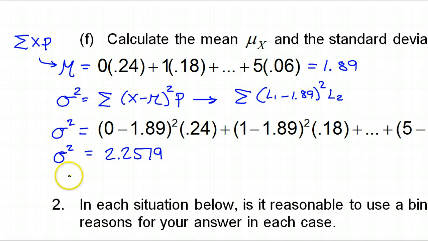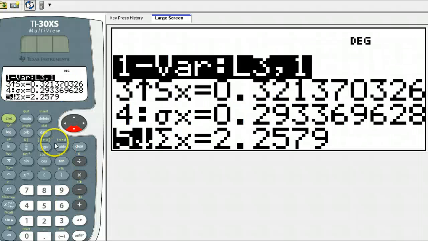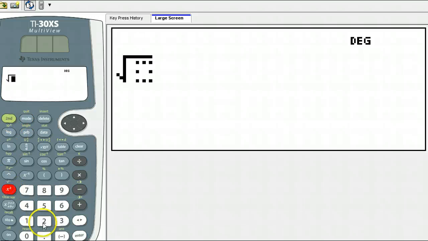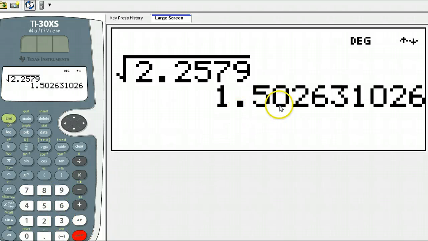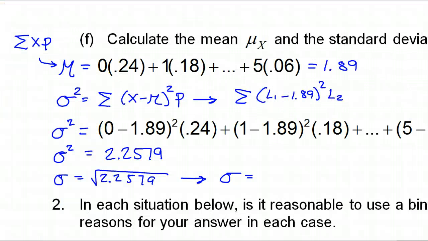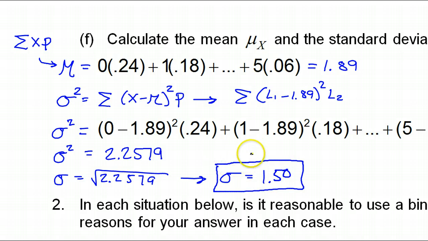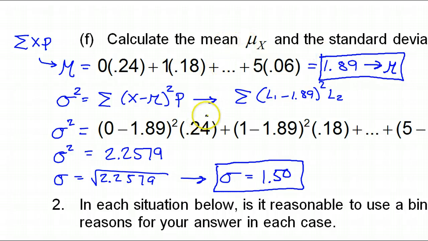Now, if I want the standard deviation, I need to take the square root of this. So the standard deviation will be the square root of 2.2579. Okay, so standard deviation is 1.50. So great, we have our standard deviation, and we had our mean. All right, so that was it for part F there.